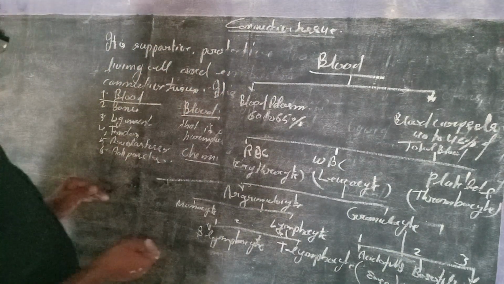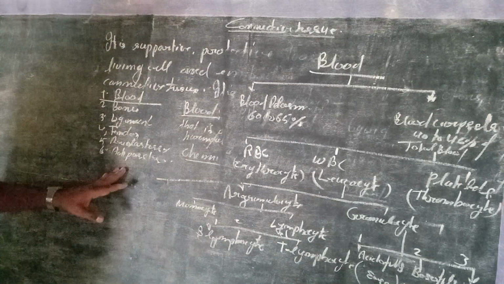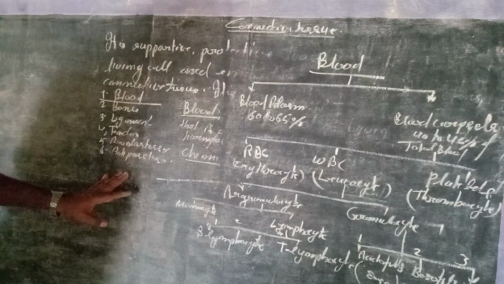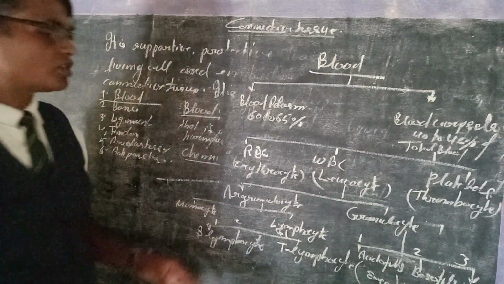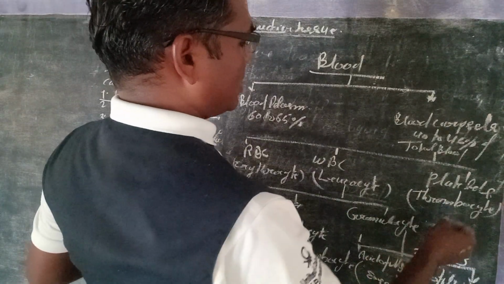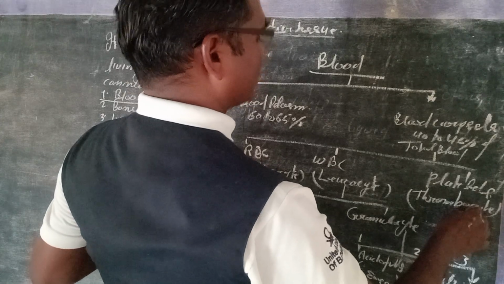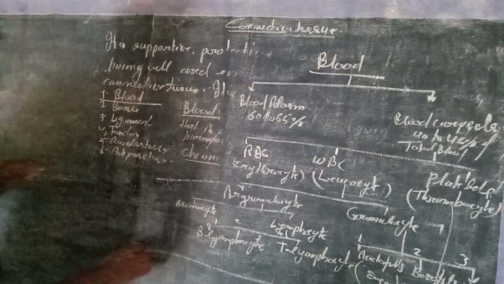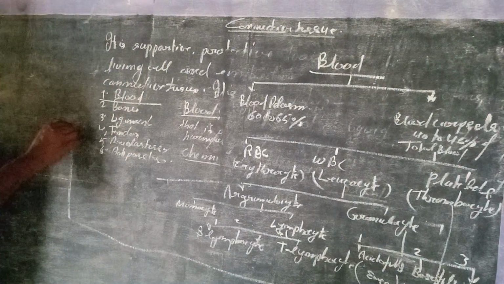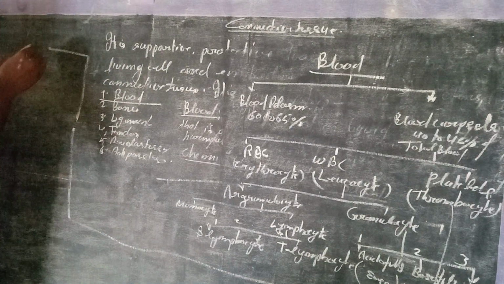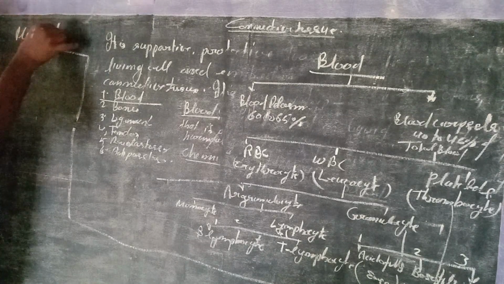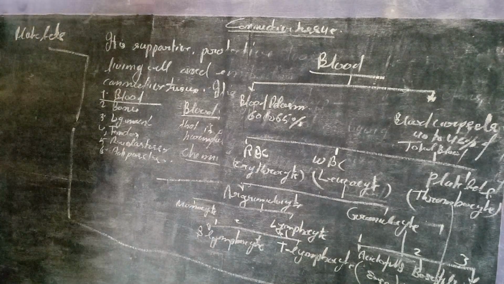So here is the chemistry of blood. We are discussing acidophils, basophils, and neutrophils. Acidophils are said to be eosinophils. And here are the platelets. There are 13 types of platelets, or clotting factors.